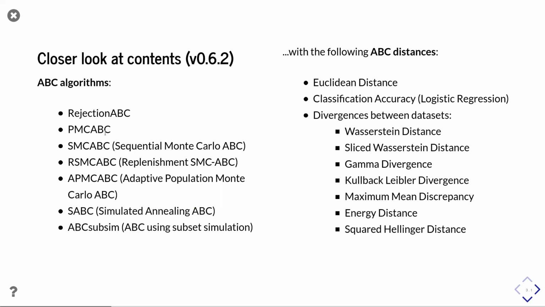All of these ABC algorithms can be used with the following ABC distances. We have the Euclidean distance, the standard choice. We also have the classification accuracy distance with logistic regression. And finally, we have divergences between datasets, which we recently added. So for instance, we have the Basset distance, the Kullback-Leibler divergence, and some others, which you can see here.